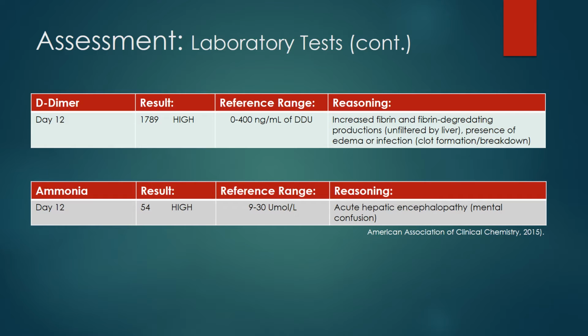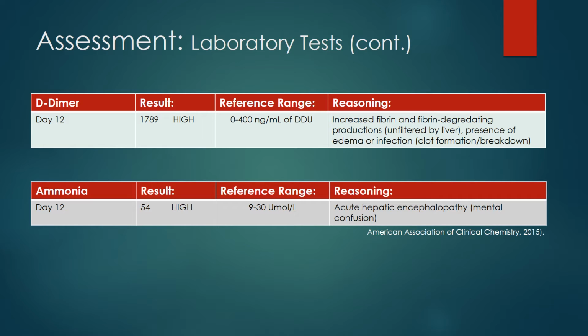Also, a D-dimer test was done. Her extremely high level there on day 12 was indicative of some increased fibrin and fibrin degrading production, which can build up because it is not filtered by the liver, as it should normally be with worsening liver function. So also the D-dimer can be high in the presence of edema or infection, so blood clot or clot formation or breakdown, which certainly she had infection and edema, and the likelihood of some clot, cell death and breakdown could have been occurring at that time.